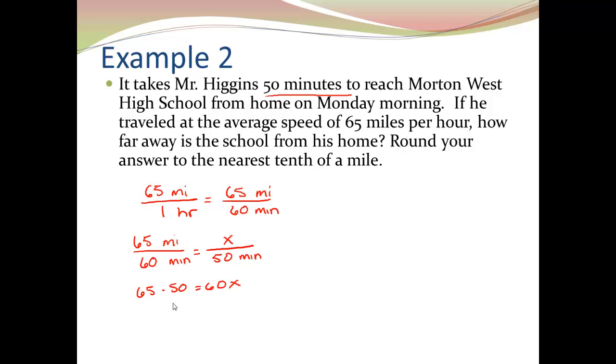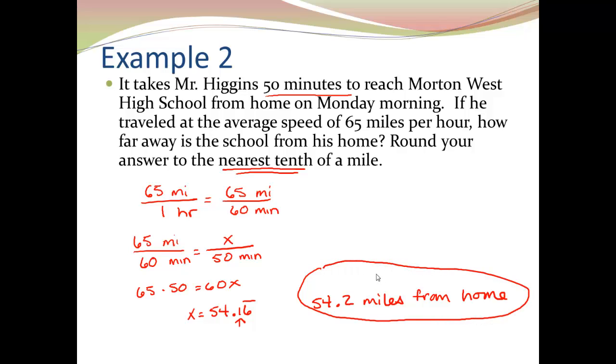Okay, and if you plug that into your calculator, and again did 65 times 50 and then divided by 60, you would come up with x equals 54.16 repeating. But I did say round to the nearest tenth. Okay, the tenth place is right there. So remember, if the place next to it is 5 or higher, we round up. So we'll just say 54.2 miles from home. And that would be my answer to that problem.